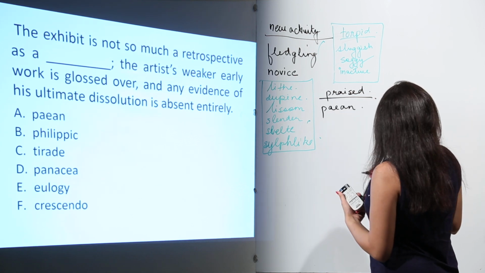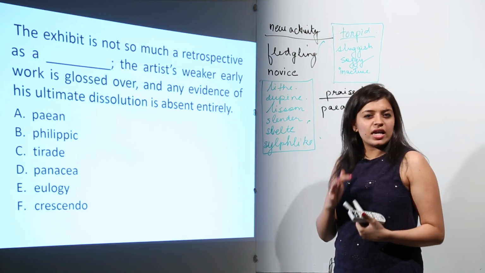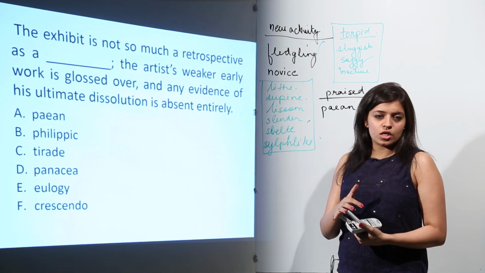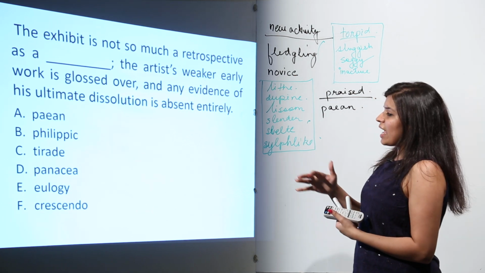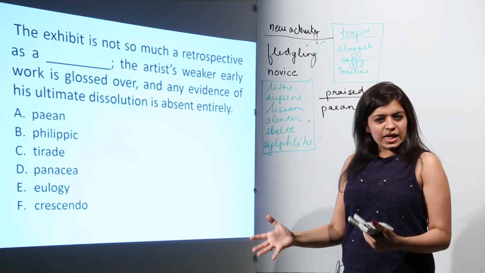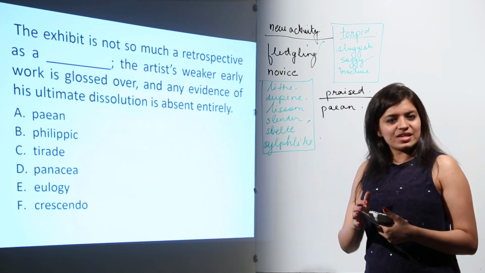Philippic. What does philippic mean? Philippic means a speech of violent denunciation. Philippic and tirade are actually synonyms. Tirade also means a speech of violent denunciation, that means denouncing someone, proving someone wrong or criticizing someone.